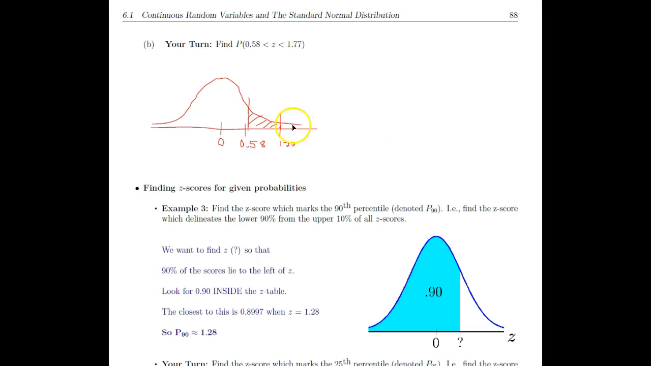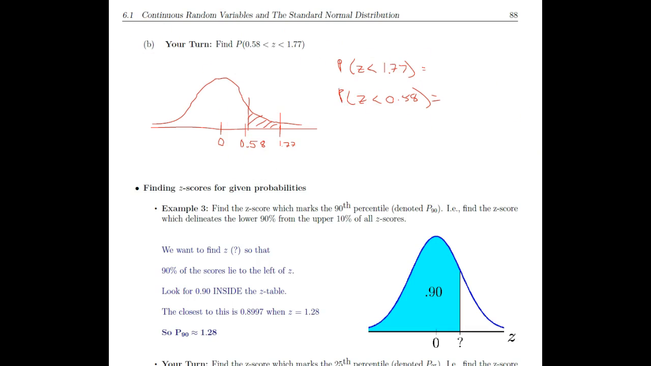So what we're going to do is find the probability of z being less than 1.77. Find out what that is. Then we'll find the probability that z is less than 0.58. And then we'll subtract those two values. You cannot just subtract 1.77 from 0.58 and then find that one value in the table. That will not work. Okay? So let's go ahead and find these two values.